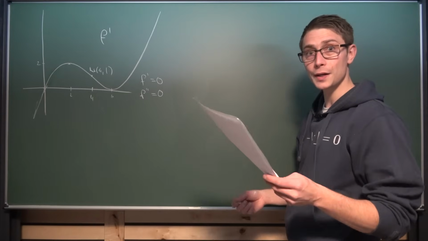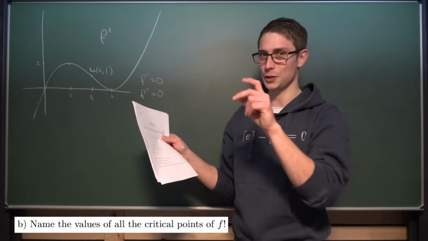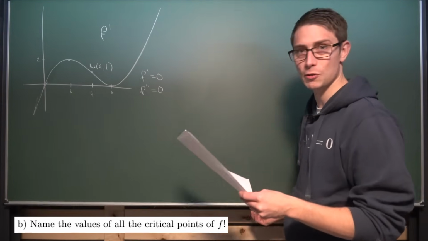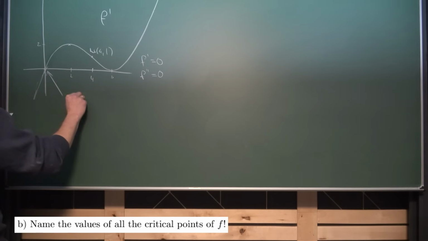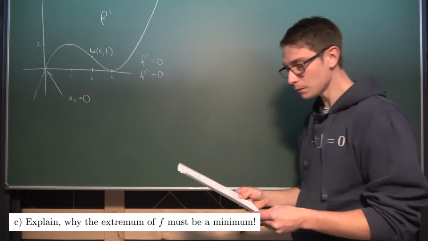For B1, this is just a little gimmick because you found out about the first part, so you can get yourself a little point here. Namely, name the values of all the critical points of f. Well, honestly, it's this one right here, x_0 being equal to 0. And hence we are done with this exercise.